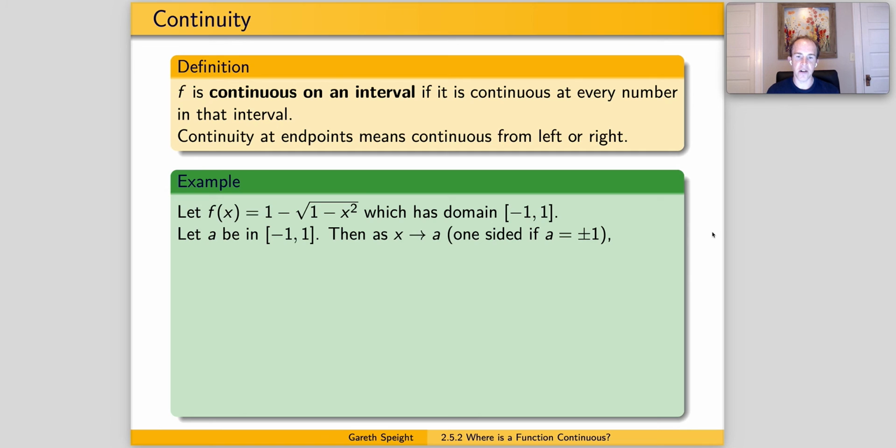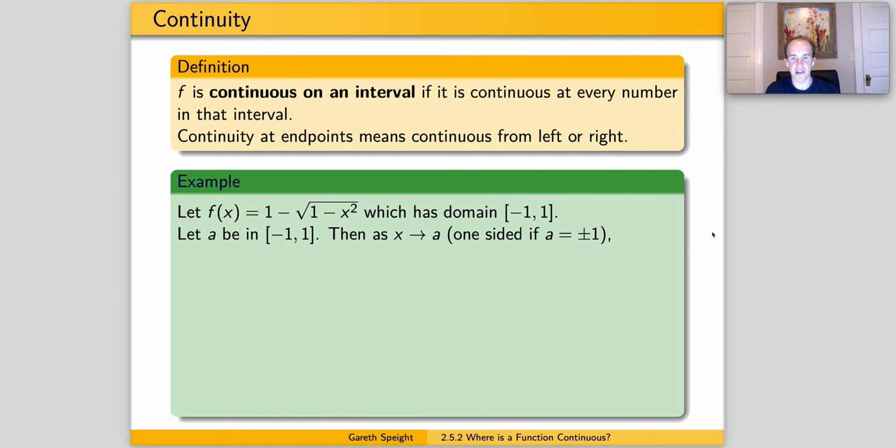Okay, so if we want to show it's continuous on that interval, then we have to show that it's continuous at every number in that interval. So rather than pick a particular number like 0 or 1 or a half, which would only show continuity at one point, let's take a, which is just any number in -1, 1, and try to check that it's continuous at a. So what does that mean? It means that we have to compute the limit as x tends to a, and then check that it is equal to f of a. Okay, so let's try to do that.